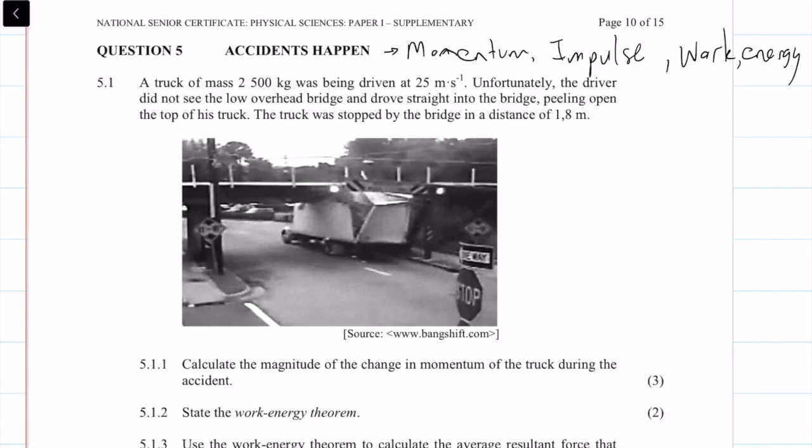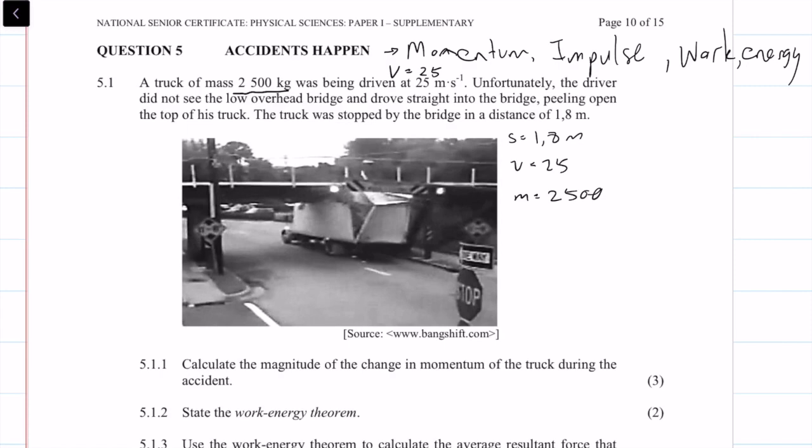Question 5. A truck of mass 2,500 kilograms was being driven at a velocity of 25 meters per second. Unfortunately, the driver did not see the low overhead bridge and drove straight into the bridge, peeling open the top of the truck. The truck was stopped at a distance of 1.8 meters. Okay, so let's write out the important information I found. So velocity equals 25 and mass is equal to 2,500.